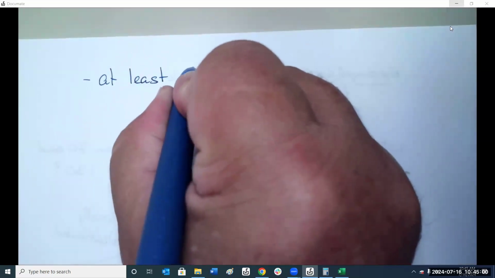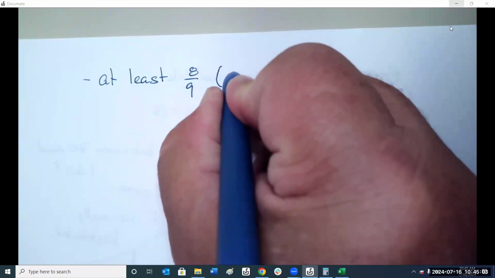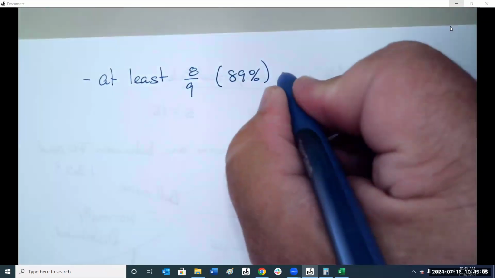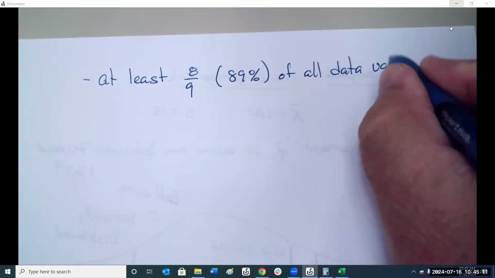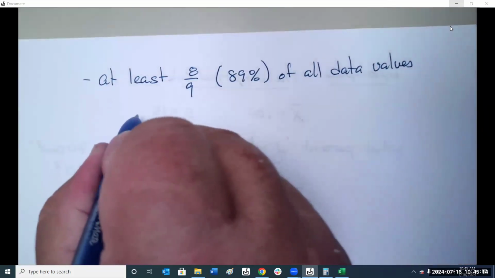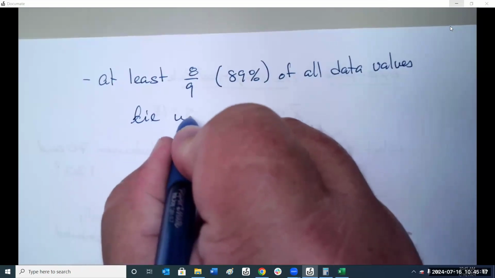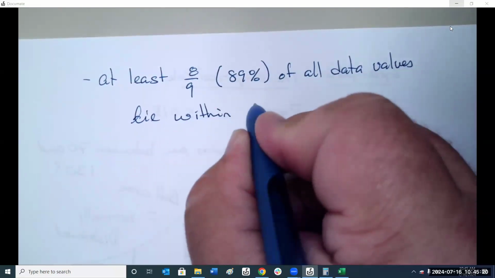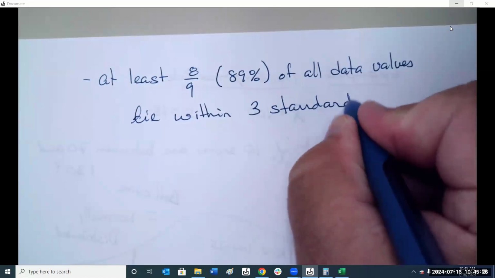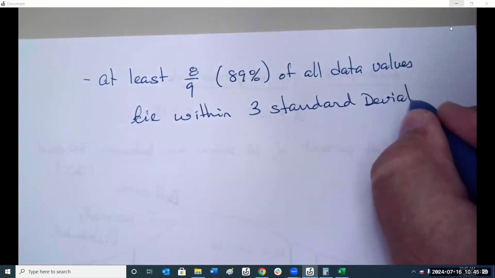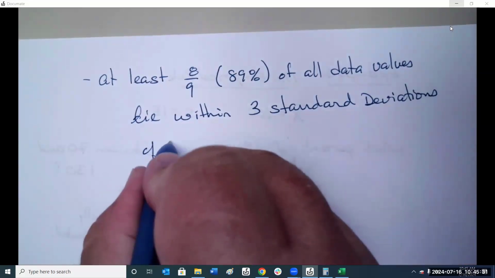And then we have another property. The next one is at least 8/9 or 89% of the data of all data values lie within 3 standard deviations of the mean.